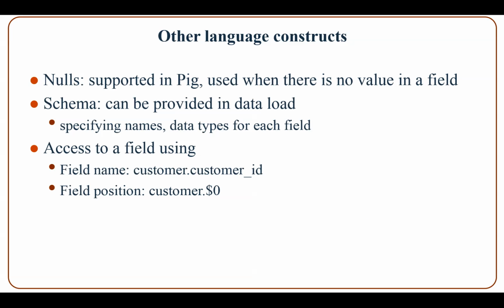Schema. A schema can be provided in the data load, and the name and the data type can be specified for each field. A field can be accessed using either the field name, for example, customer ID in the table customer, or the field position. So if customer ID is the first field, then you can access the field using the field position, for example, customer dot and then the dollar sign and 0.